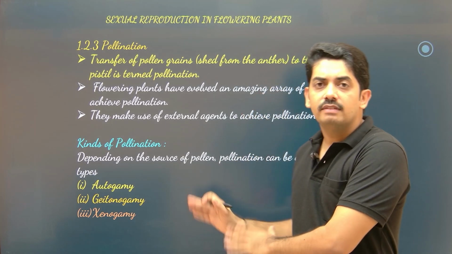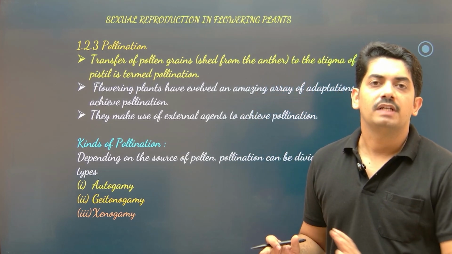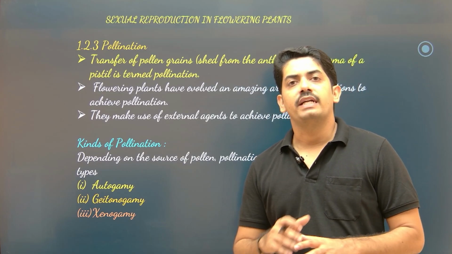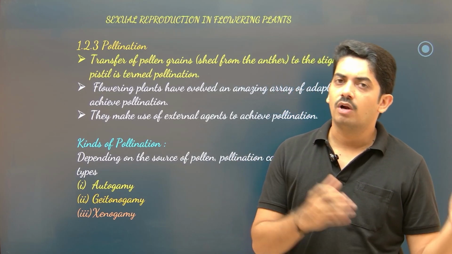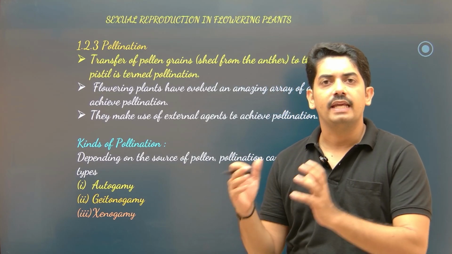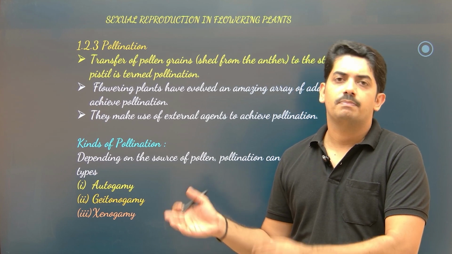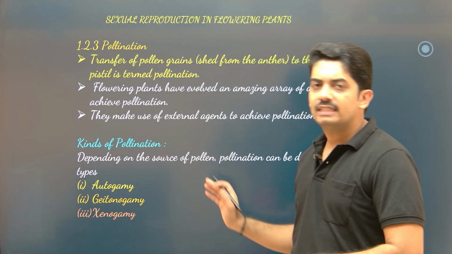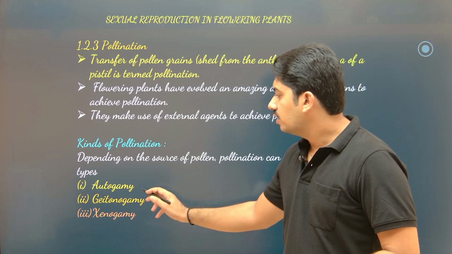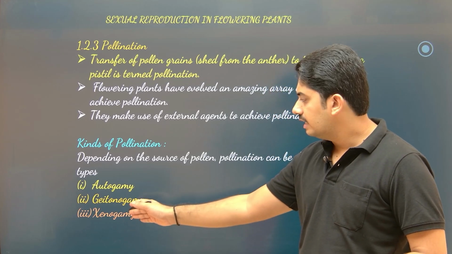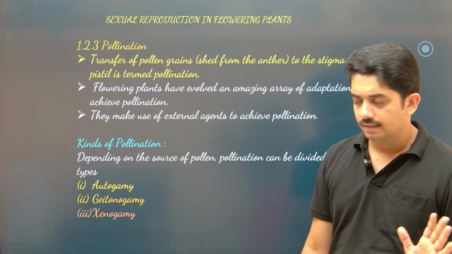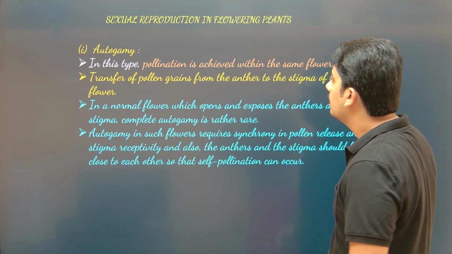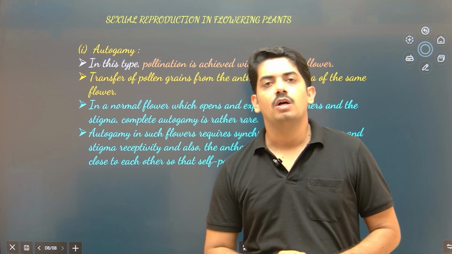So the same thing we'll study in detail here. First we will study the types of pollination, and then we will study what all are the biotic types of pollination and the abiotic medium where pollination takes place. Okay, so let us go with the kinds of pollination. Autogamy, geitonogamy, and xenogamy are the three types. Let us go in detail with autogamy.